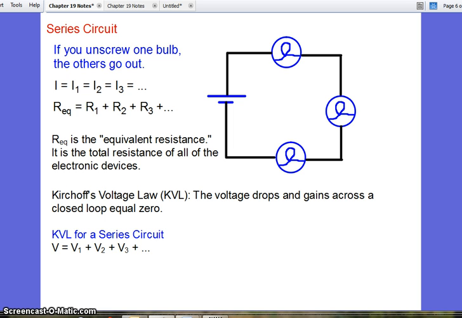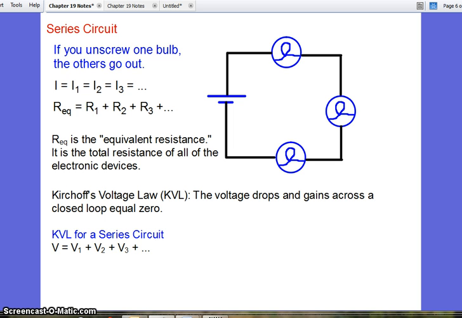Now we calculate something called the equivalent resistance. This says if I were to replace all three light bulbs with just a single light bulb, and I would get the same current from the battery, what resistance would that single light bulb have to have? We refer to this as the equivalent resistance, because that one light bulb would have an equivalent resistance of all three together. So in other words, it is the total resistance of all the electronic devices in our circuit. Now for a series circuit, the equivalent resistance is simply the sum of all the other resistors added together.